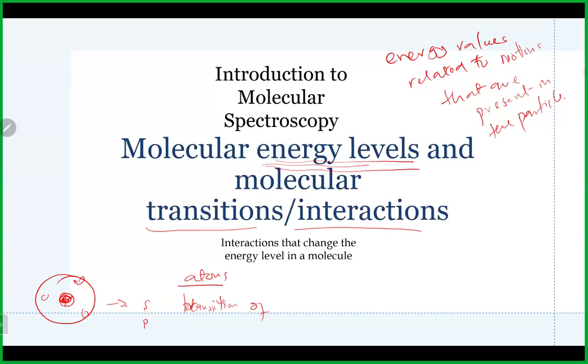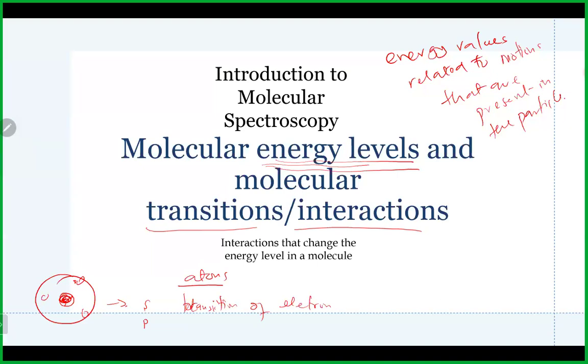Are we still together? Yes, ma'am. Okay. Transition of electron from one orbital to another orbital. And let me even say that here now. So an orbital is an example of an energy level. Now, it's not the same for molecules.